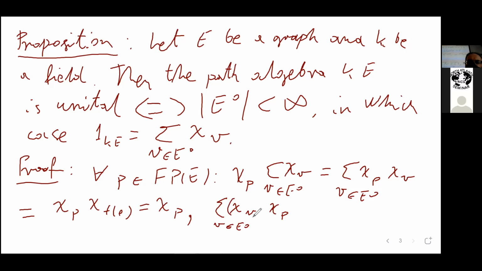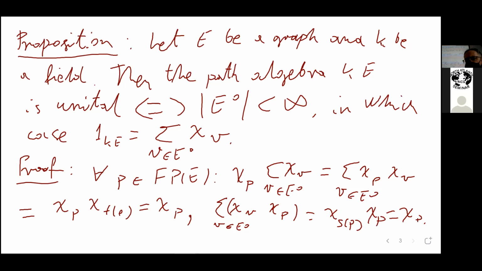So first I can put it inside the sum, and then I note that the only element of the sum that survives is when V is equal to the beginning of P. So it will be chi S P chi P, but just as before, just chi P. So nobody can question whether this is a unit. This is the unit of my multiplicative structure.